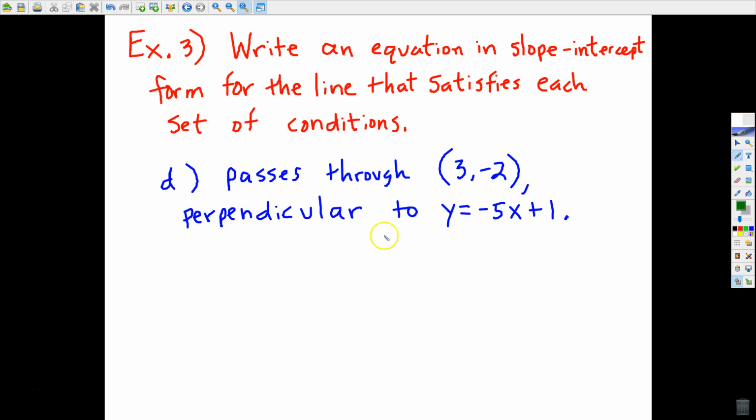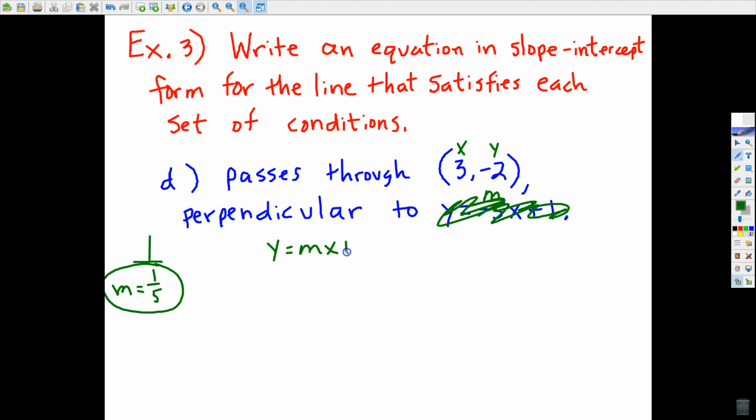Last one. Okay, what does it mean for two lines to be perpendicular? They have opposite reciprocal slopes. This line that I'm given has a slope of -5. The line perpendicular to it has a slope of positive 1/5. Okay, done with this. Don't need anything else. Here's x, here's y. Let's plug in. y equals mx plus b. Solve for b. -2 is equal to 3/5 plus b.